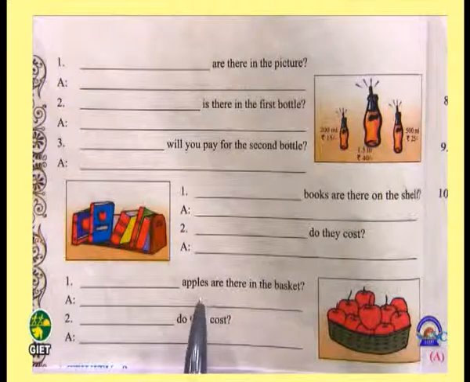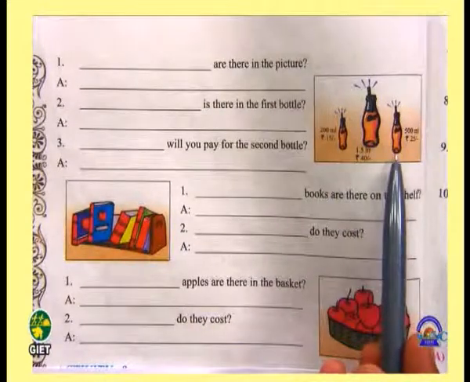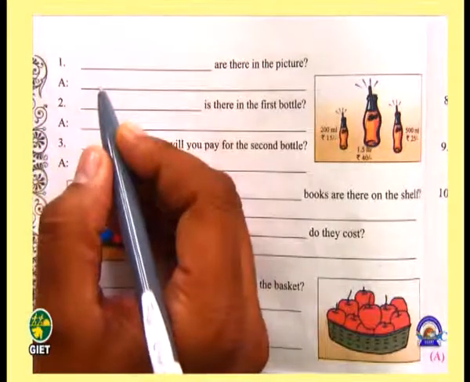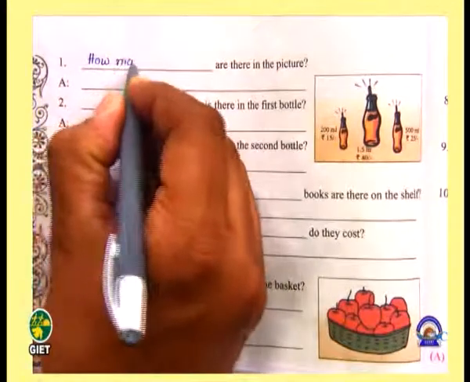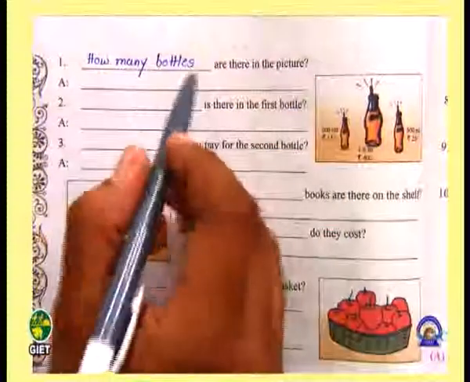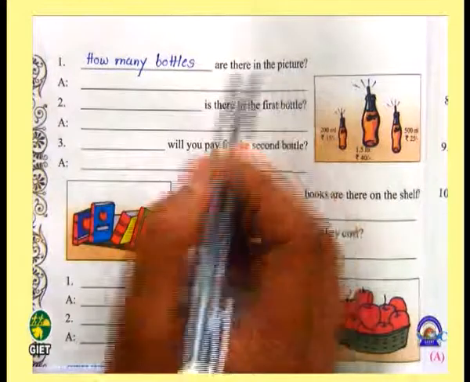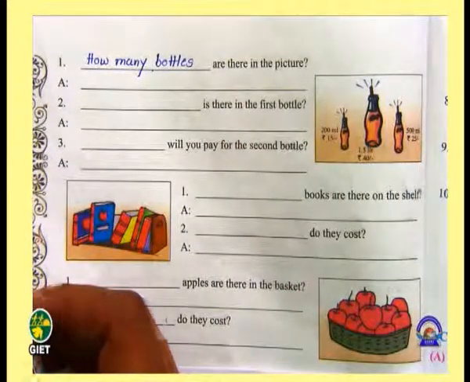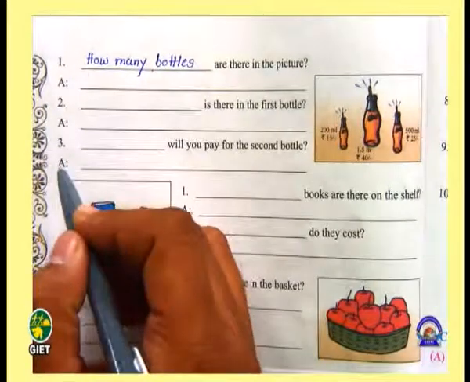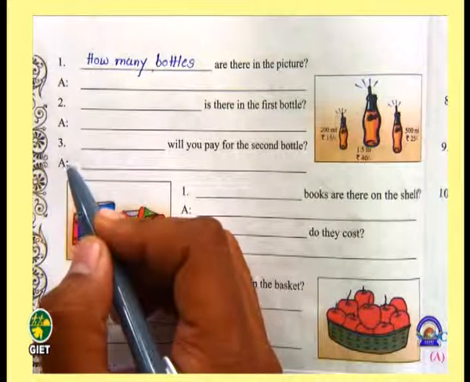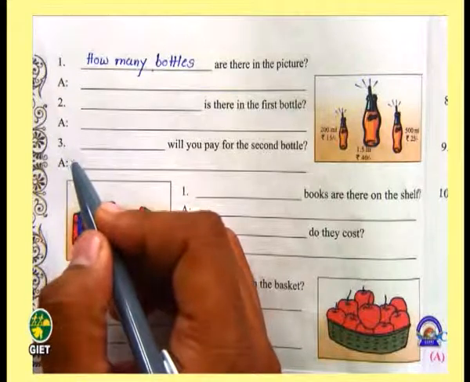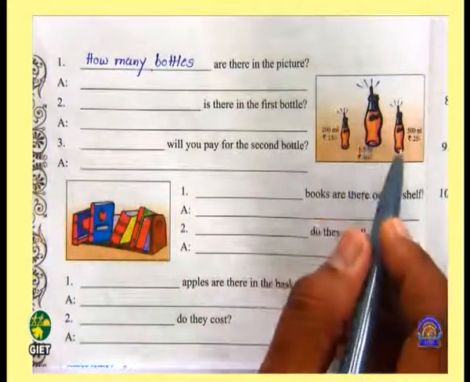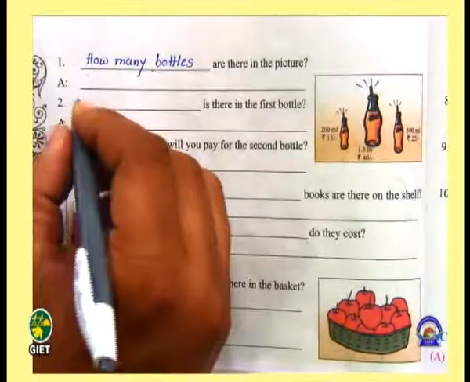Now, in place of ice cream, you can see 3 bottles of soft drink. So, what can be the question? Yes. How many bottles are there in the picture? Earlier, while giving an answer of this question, we said there are 3 cups of ice cream in the picture. Here, in place of ice cream, there are 3 bottles. So, what can be the answer? Yes.